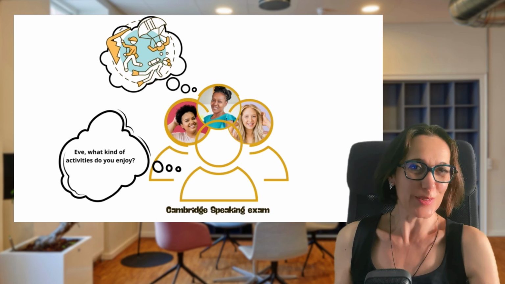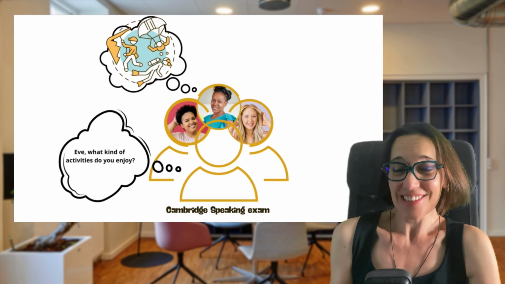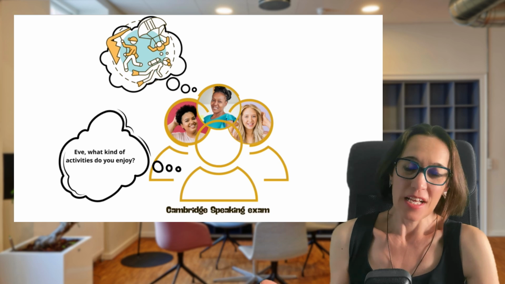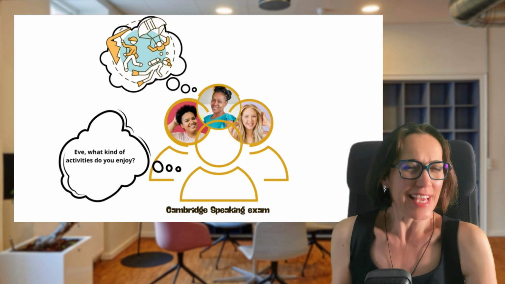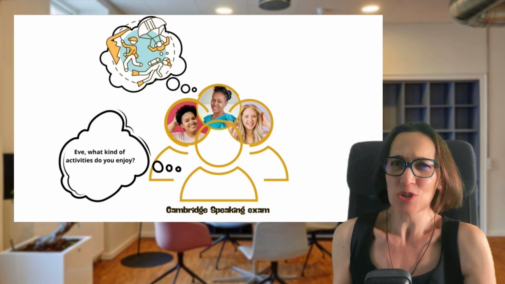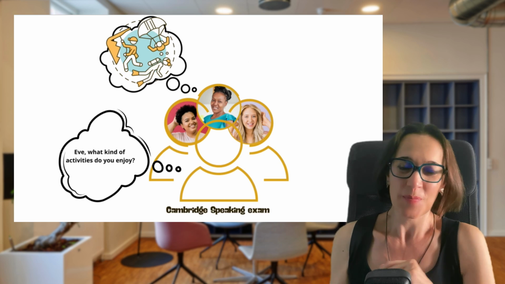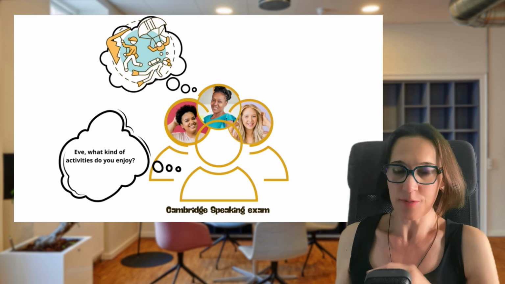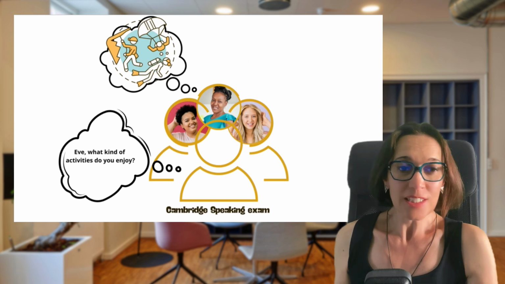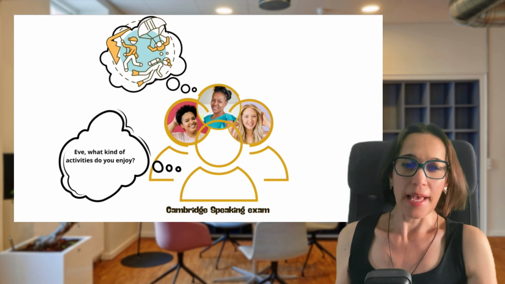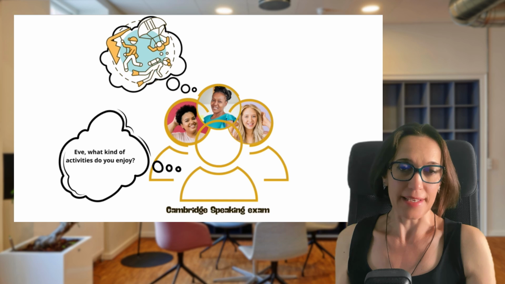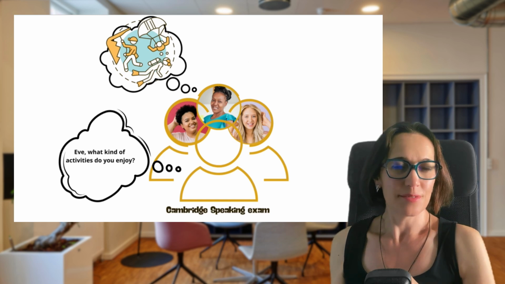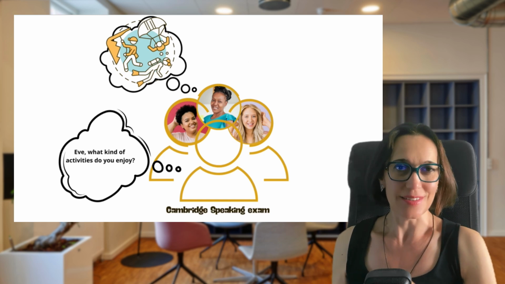You won't believe it. She is a daredevil. I mean, a person who does dangerous things and enjoys taking risks. What the speaking interlocutor asks Eve is the following: Eve, what kind of activities do you enjoy? And here is what she says: I love adventurous activities.